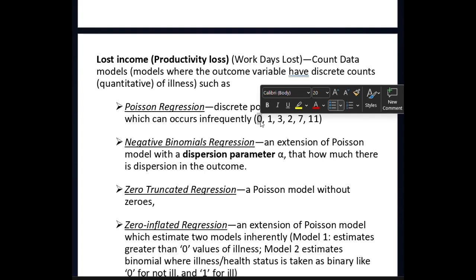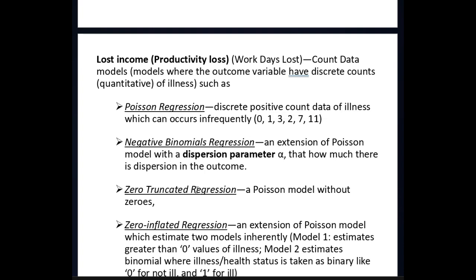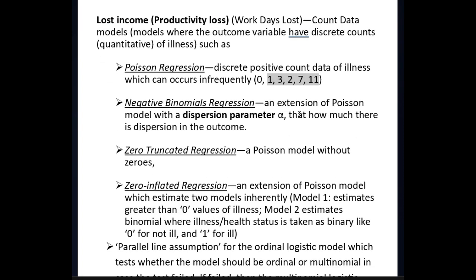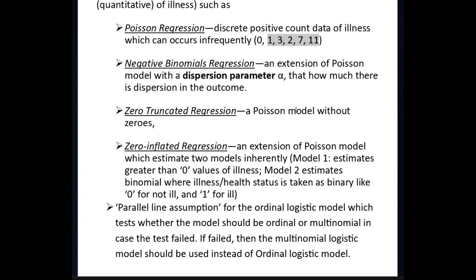So if there are a lot of zeros, meaning 0 work days loss in your sample, then you can do truncation, which is called the zero truncated Poisson regression model, a Poisson model without zeros. So zeros will be truncated and you will get an estimate for work days loss, WDL, without dispersion, meaning without zeros, and you will estimate the model of values greater than zero, like 1, 3, 2, 7, 11, 9, 15, 14, 13, etc. Right?